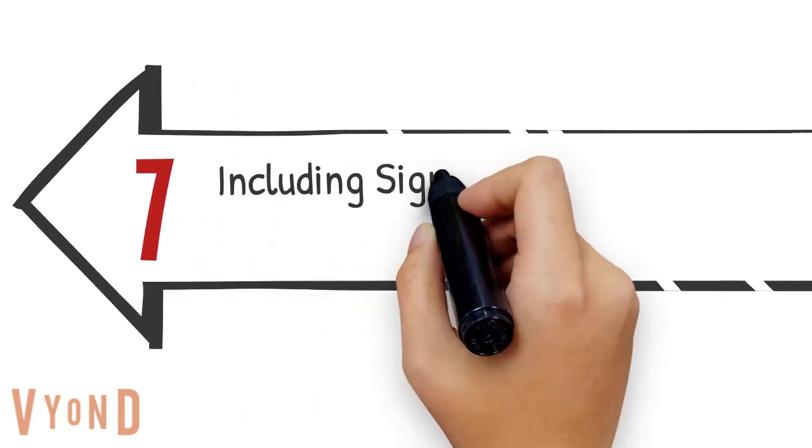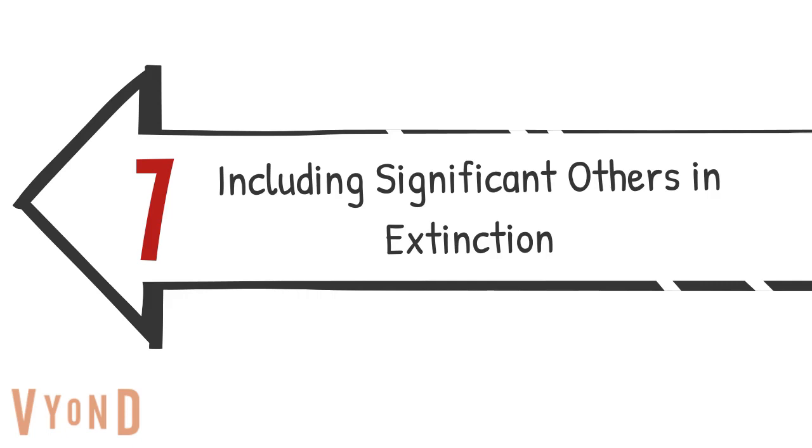Including significant others in the extinction process. It's important that everyone in the environment does not reinforce the target behaviors. All individuals that come in contact with the learner have to apply the same extinction procedure for it to be effective.